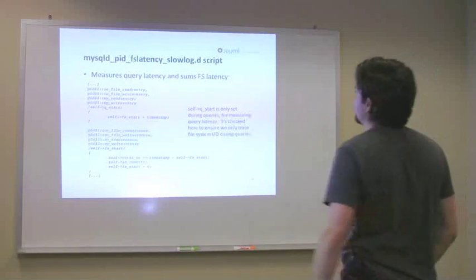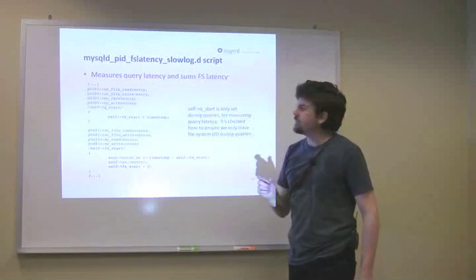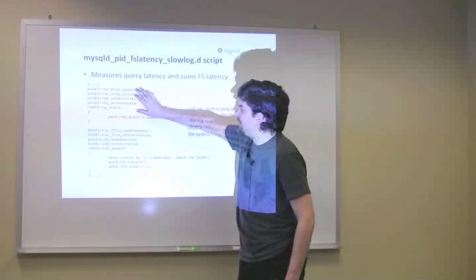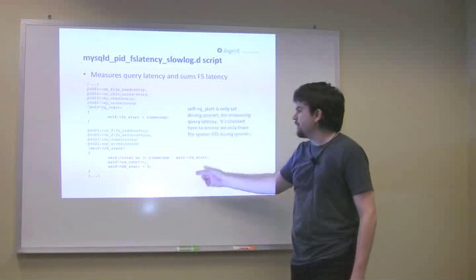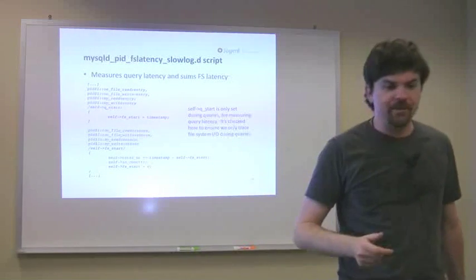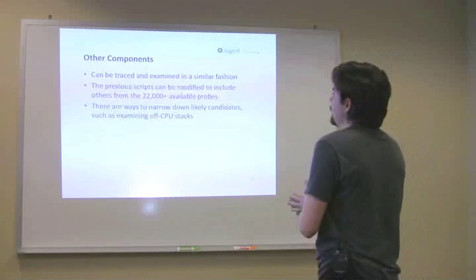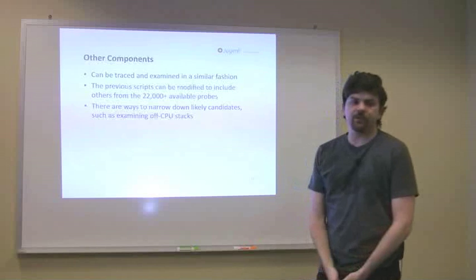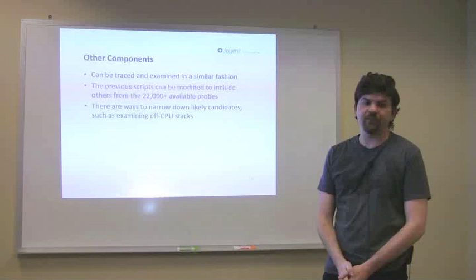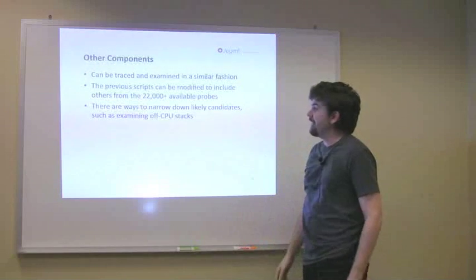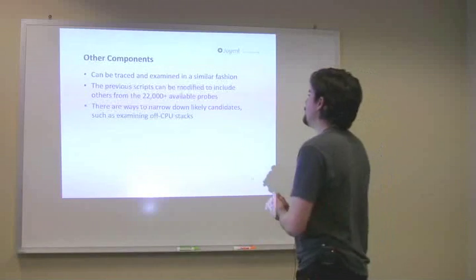And how that worked was it sets a variable, self->qstart, only during queries, so that when we're examining this file system latency, we predicate to ensure that this is during a query. And then we're able to sum up the total time spent waiting for file system I/O. Other components can be traced and examined in a similar fashion. I just wanted to show file system I/O. The previous scripts can be modified to include others from 22,000 available probes. And that is a lot of probes.